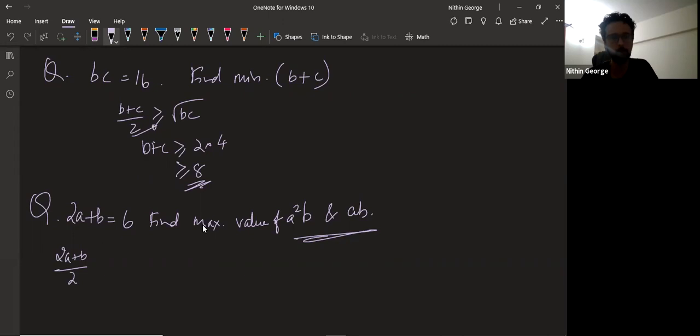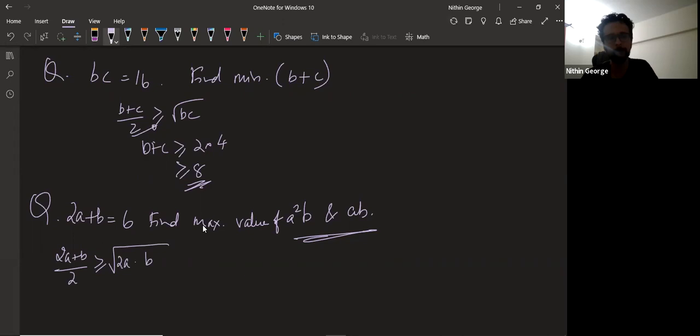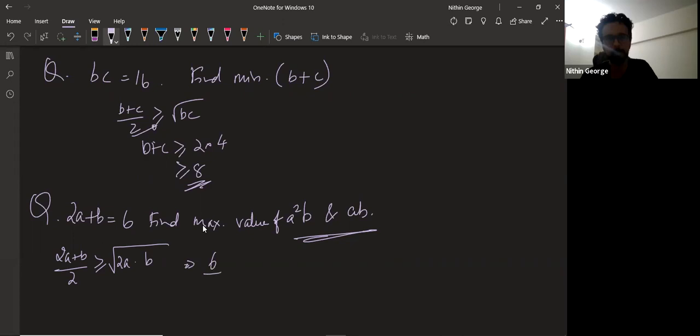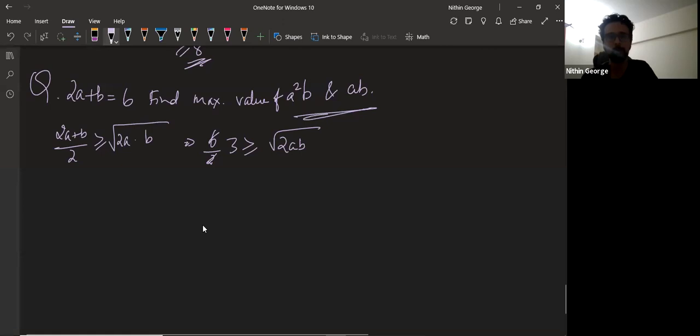2A plus B by 2 greater than or equal to root of 2A into B, right? Yes. Okay. So what did you get here? 6 by 2 is 3 greater than or equal to root of... Sorry, sir, I made a silly mistake. Okay, that's not an issue. Then since both are positive, you can square it. So 9 is greater than or equal to 2AB. AB is less than or equal to 9 by 2. So the maximum value will be 9 by 2.